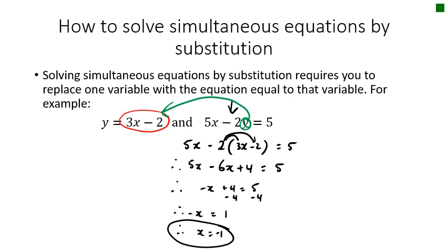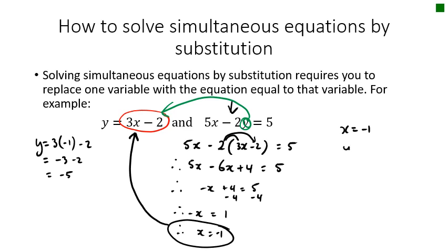If x equals minus 1, I can then substitute the x value back in here to find out my y value. So I end up with y equaling 3 lots of minus 1 take 2, which equals minus 3 take 2, which equals minus 5. So therefore my values are x equals minus 1 and y equals minus 5. If I put those back in, it should work.